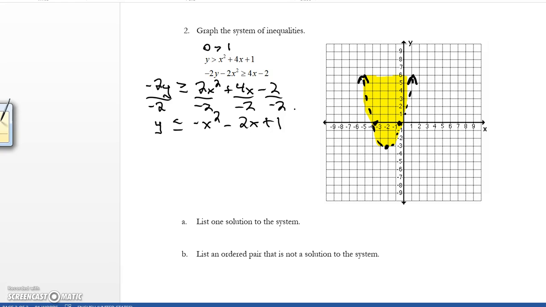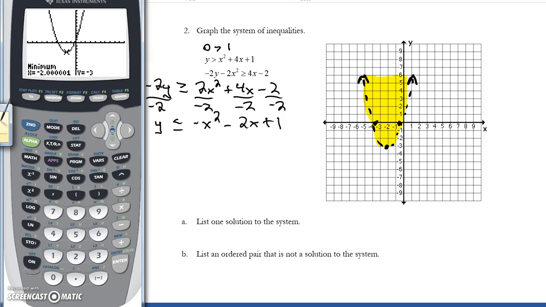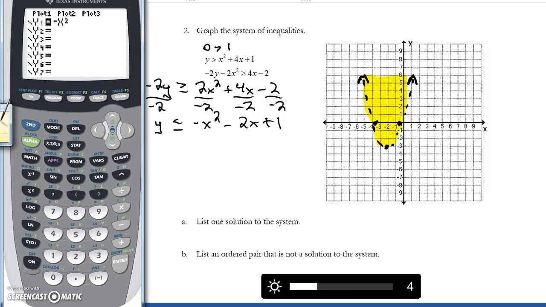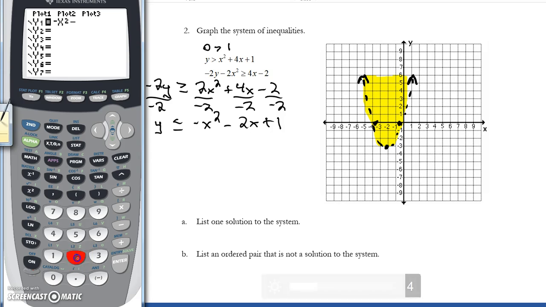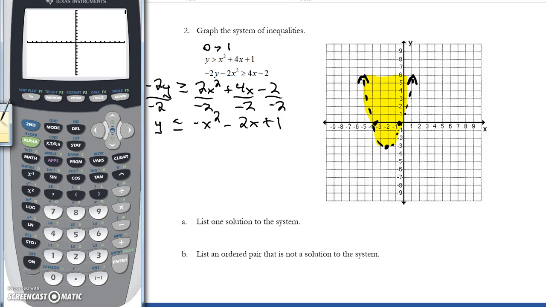Now we have to graph that. So we'll get our calculator here. We'll go to y equals. We'll clear what's in here and graph this one. So now this is negative x squared minus 2x plus 1. Now, you'll notice something different about this graph. All right? Now, I've got negative x squared minus 2x plus 1.